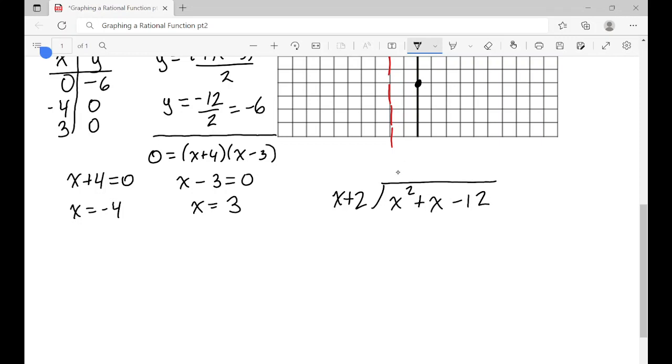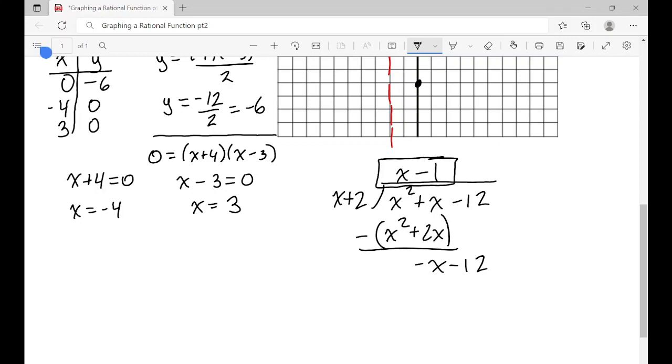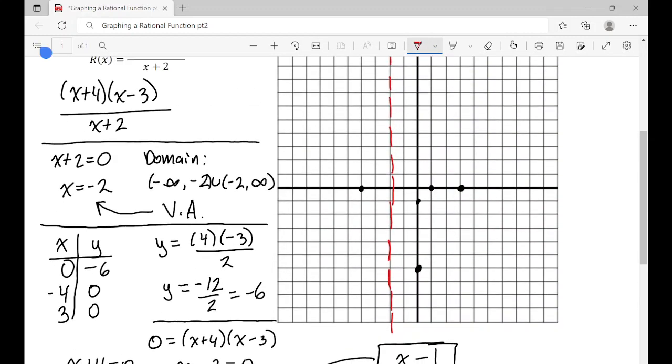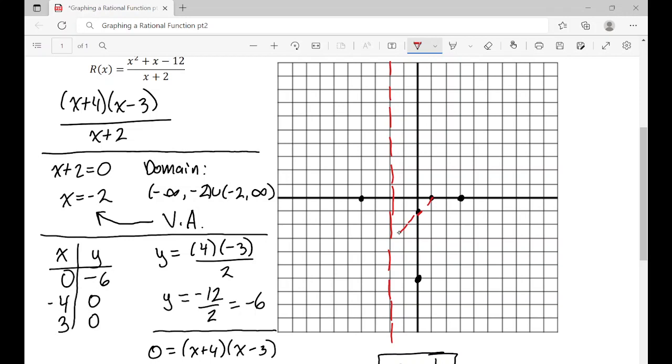And now I'm going to go through. So I'm going to have an x up here. So x squared plus 2x. And that's going to give me a negative x minus 12. And that'll be a negative 1 there. And honestly, from here, I don't have to go any further. This is my slant asymptote. So slant or oblique asymptote is going to be y equals x minus 1. So, graphing that, negative 1, and the slope is positive 1 right there. So I'm going to have this slant asymptote looking like this.